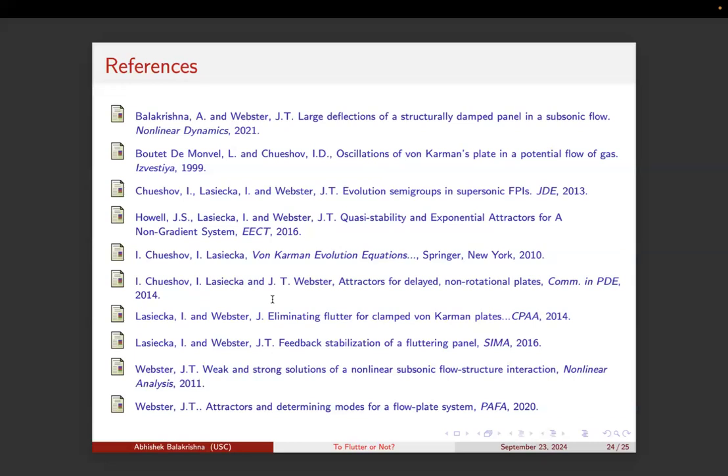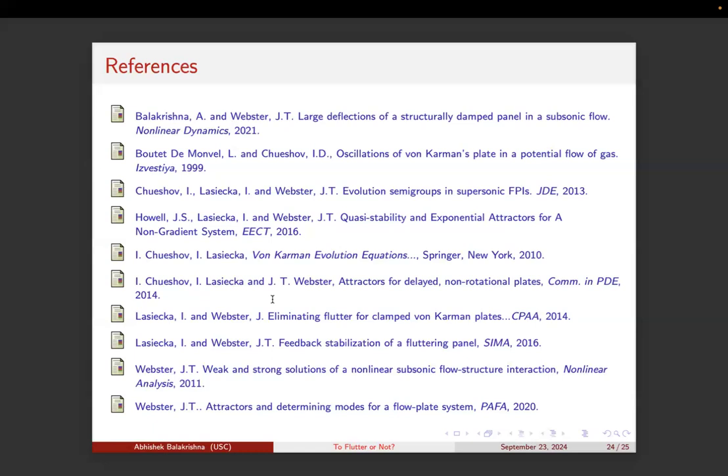There is nothing in the equations that gives you the possibility of having a very complicated attractor. Yeah, at least in the subsonic case, I don't see something crazy happening.